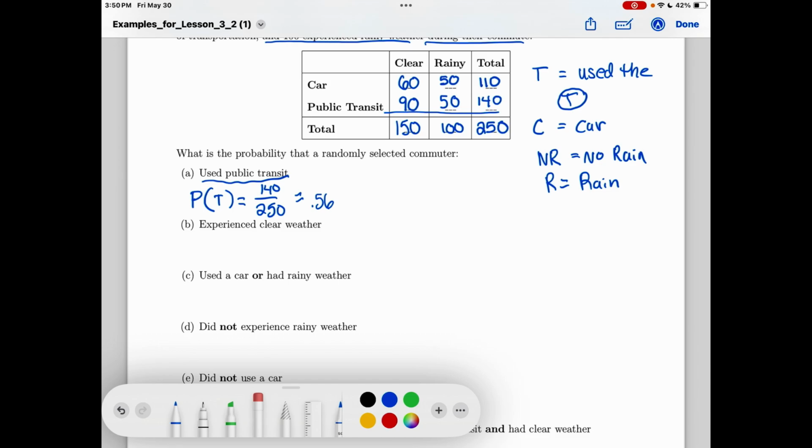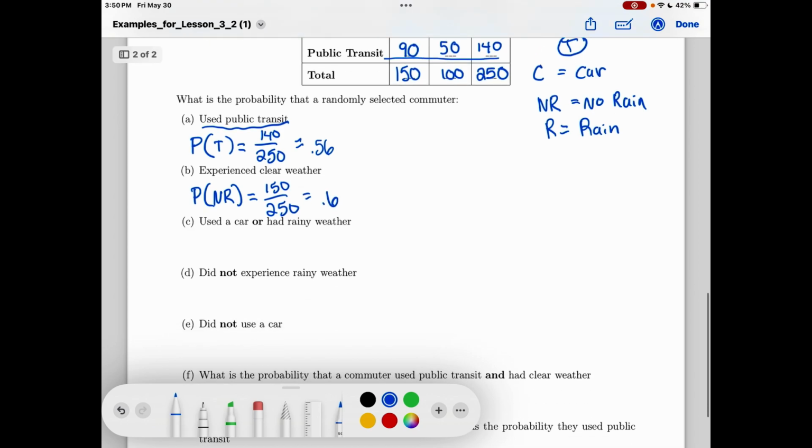So now, what's the probability that someone experienced clear weather? The number of people that experienced clear weather was 150. So we listed that as NR for no rain. So that's going to be 150 out of 250. That just gives us 0.6.